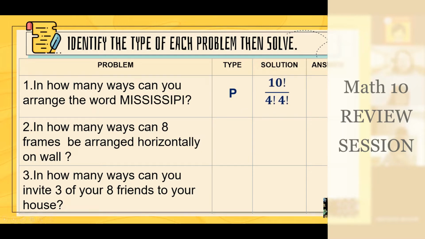Is it 11 or 10? Maybe I made a mistake in counting. 1, 2, 3, 4, 5, 6, 7, 8, 9. It's only 10, right? 10 factorial. There are 10 letters over 4 because there are 4 i's. 1, 2, 3, 4 i over 1, 2, 3, 4 s also. Right? 4 s. If there is only one letter, no need to include. 2 and above, you have to include in the denominator. So 10 factorial divided by 4 factorial times 4 factorial. And the result, please confirm in your calculator if it is 6,300.